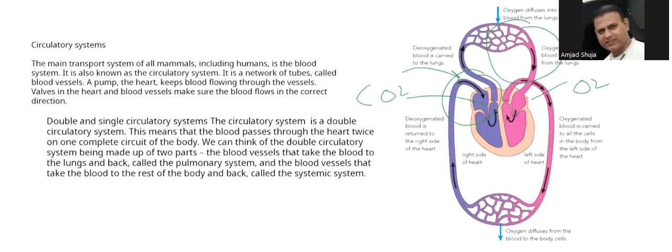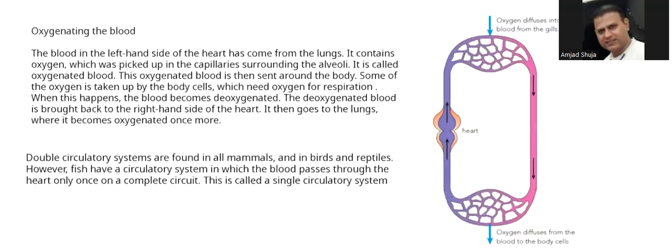Moreover, the double circulatory system is made up of the heart and blood vessels like the aorta, pulmonary vein and pulmonary artery, and the superior and inferior vena cava, which I will explain later. This is just a brief introductory summary of double circuit circulation. And here is single circuit circulation, which is found in fish.